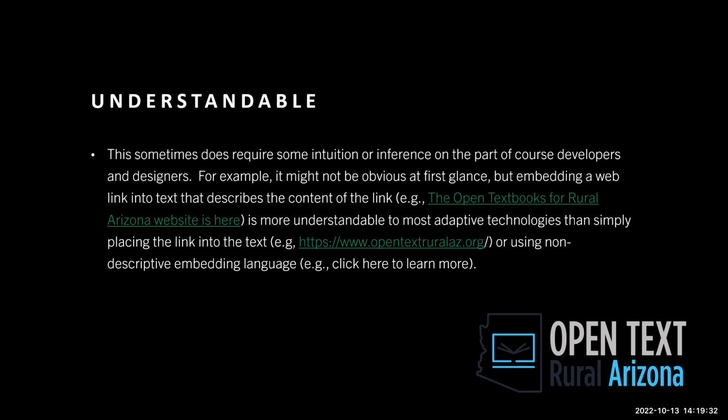It's going to flag that this is a link, and then it is going to read out loud exactly what is on the screen. Now, if you are listening and trying to follow along rather than using your eyes, and the screen reader reads out loud to you, here's a link, https://www.opentextruralalaz.org, that's going to be not at all usable to you, right? So this is a great example of what we talk about when we talk about understandability, but really this is kind of an example that gets at all of them. And this is why we code links the way that we do.